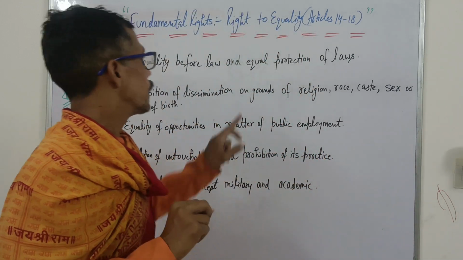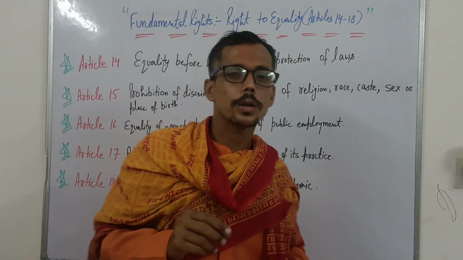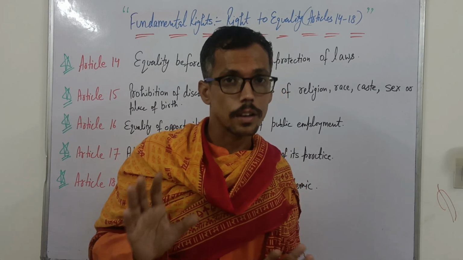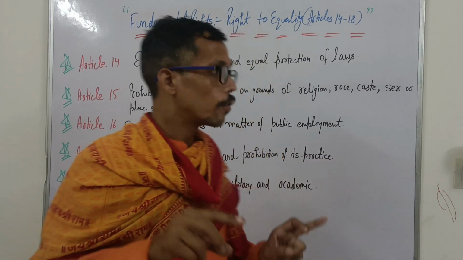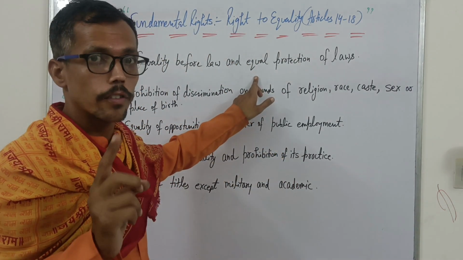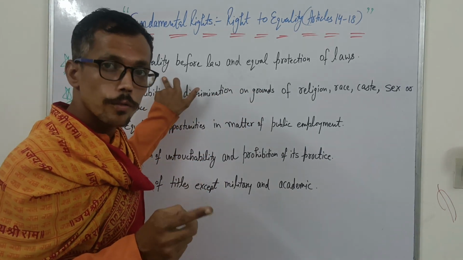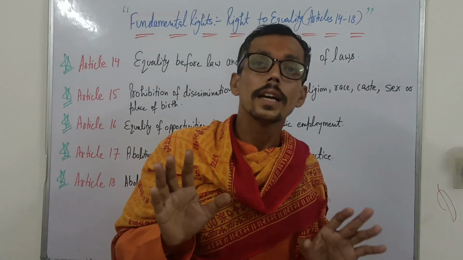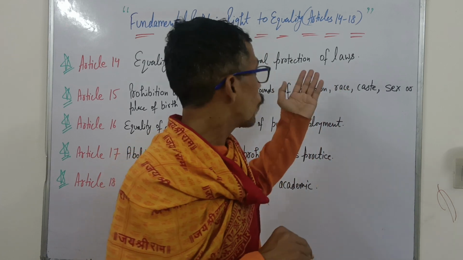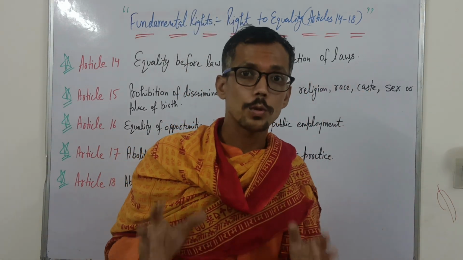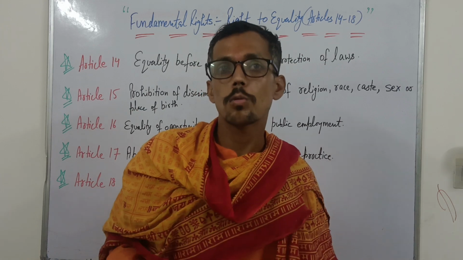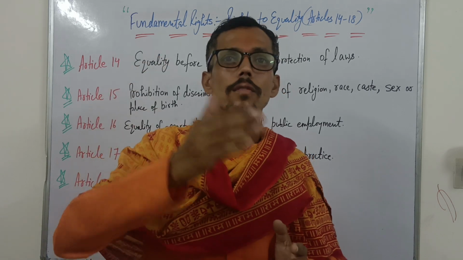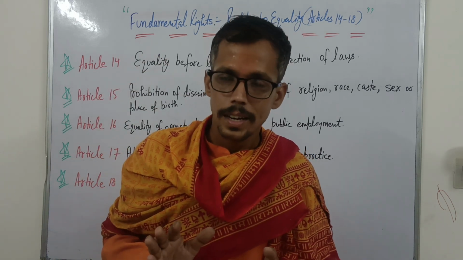And when I talk about equal protection of laws, what does it mean? This is actually a positive concept in nature, and this was borrowed from the American Constitution. So what I differentiated here is that equality before law was borrowed from the British, and equal protection of laws was borrowed from the American Constitution. Equal protection of laws means that people in similar situations are to be dealt with in a similar manner. That means the same provisions will be applicable to the individuals, correct?